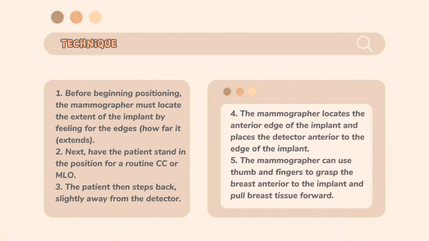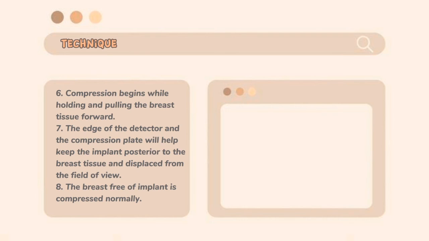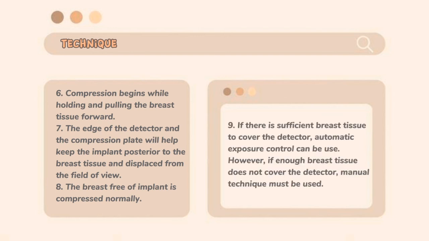6. Compression begins while holding and pulling the breast tissue forward. 7. The edge of the detector and the compression plate will help keep the implant posterior to the breast tissue and displaced from the field of view. 8. The breast free of implant is compressed normally. 9. If there is sufficient breast tissue to cover the detector, automatic exposure control can be used. However, if enough breast tissue does not cover the detector, manual technique must be used.